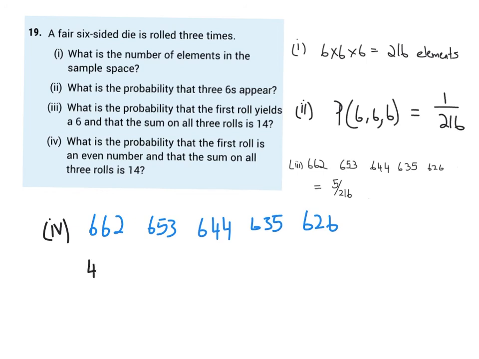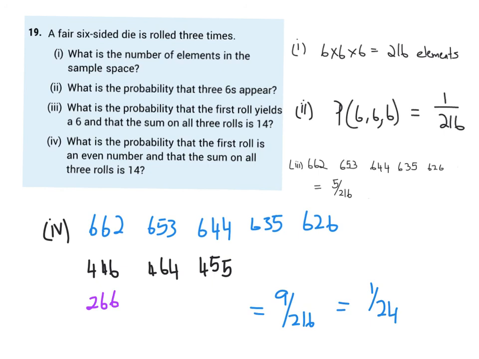So we could have 4, 4, 6, 4, 6, 4, 4, 5, 5, and that's all of the 4s. And then the other possibility for an even number is to begin with a 2, and so 2 could be 2, 6, 6. That's the only possibility there that we haven't already encountered. Adding all of those together gives us 1, 2, 3, 4, 5, 6, 7, 8, 9. So 9 out of 216. If we break that down on our calculator, that's 1/24. Okay, so that is our answer to part 4.